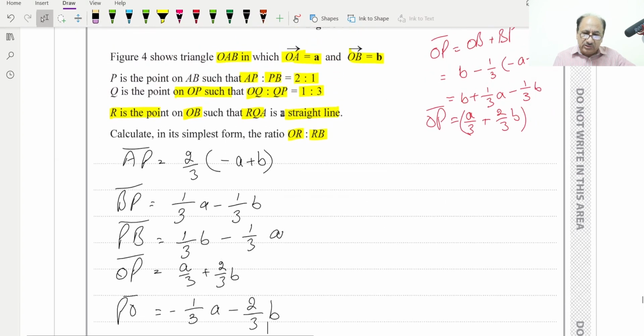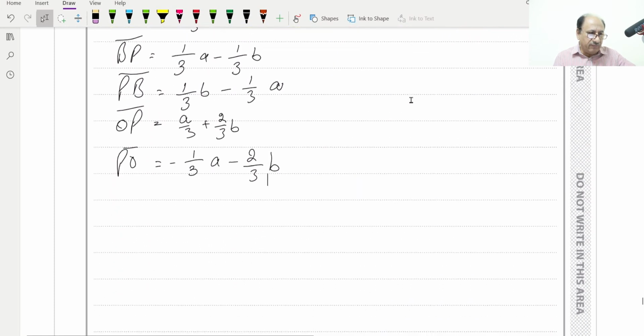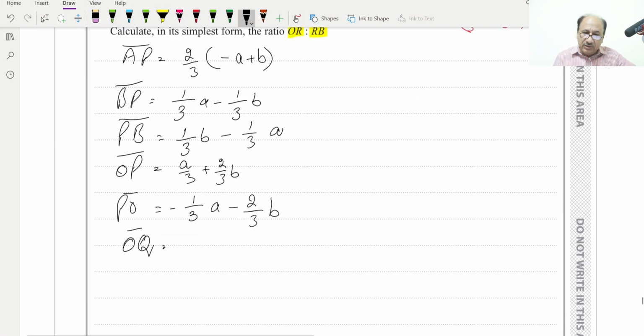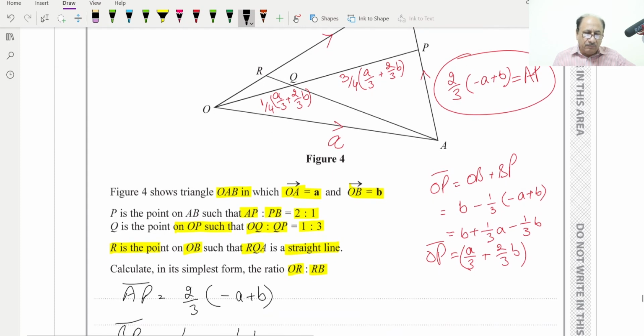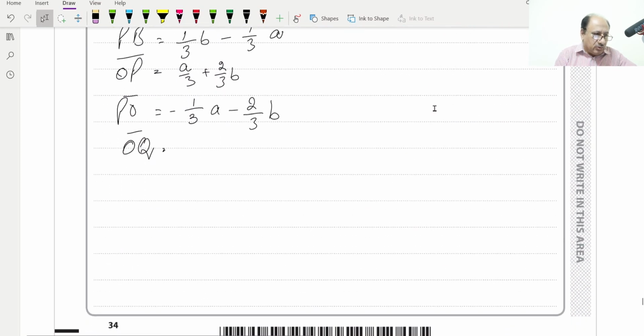So these are the informations which we are getting from this drawing, and I have explained how we are getting these informations. And then we can write OQ as well. OQ also we have written on this drawing. OQ is 1 by 4 of A by 3 plus 2 by 3B, so directly I write A by 12 plus 2 by 12 of B. 2 by 12 will be 1 by 6. So I will write 1 by 12 of A plus 1 by 6 of B, and this is also represented on the drawing.